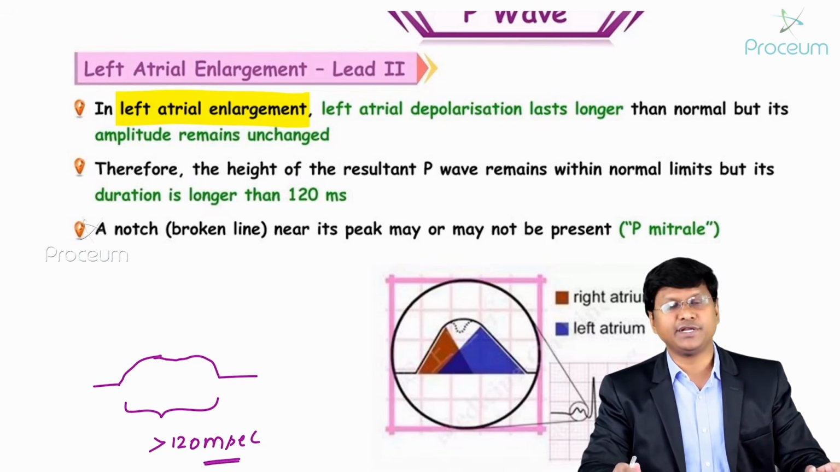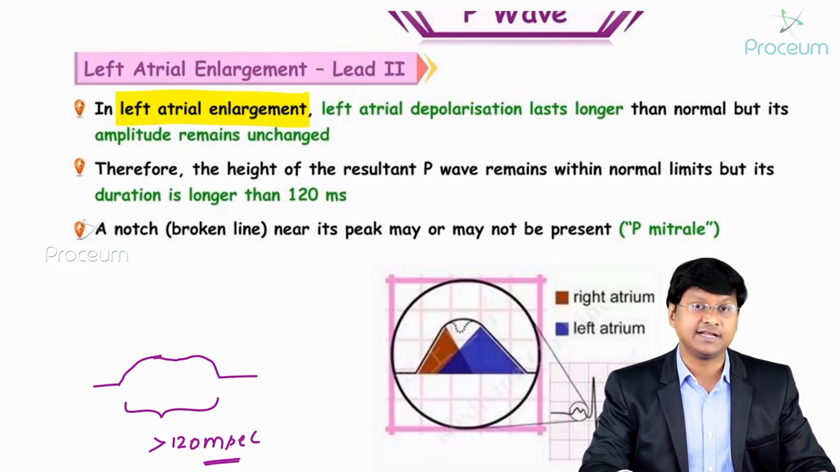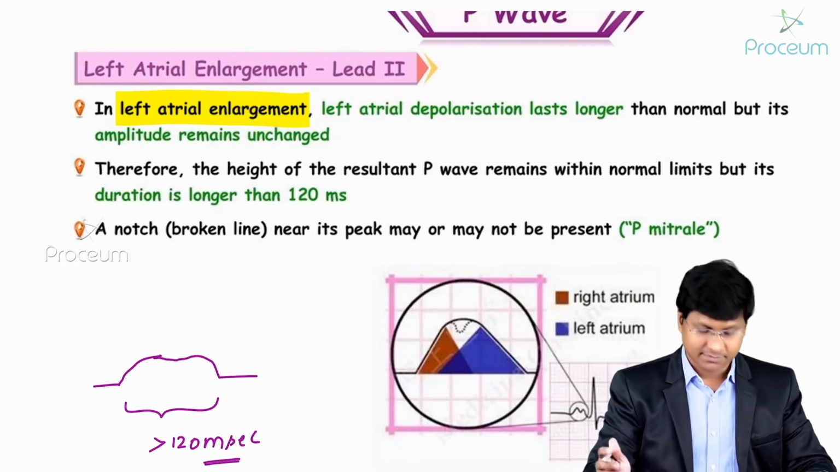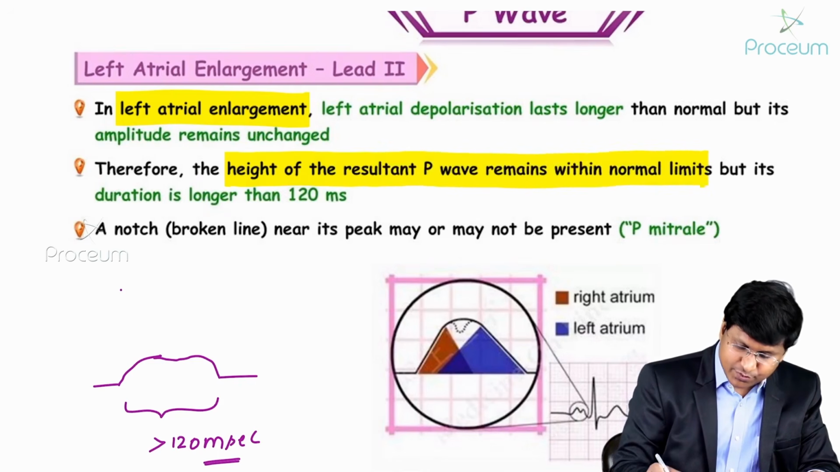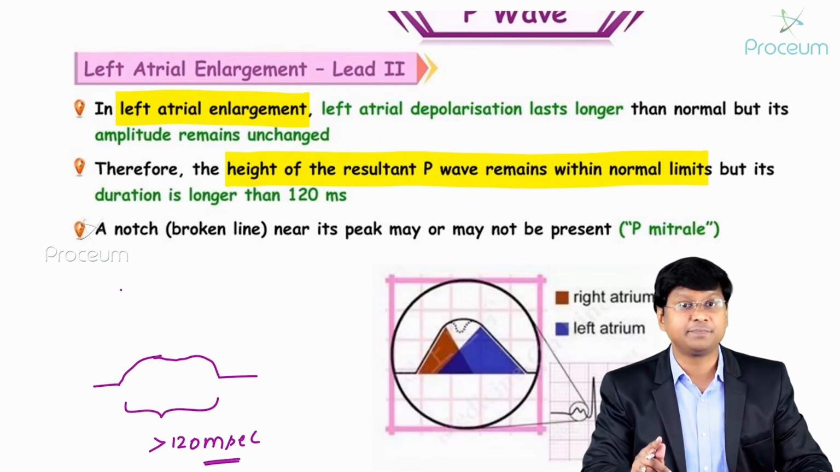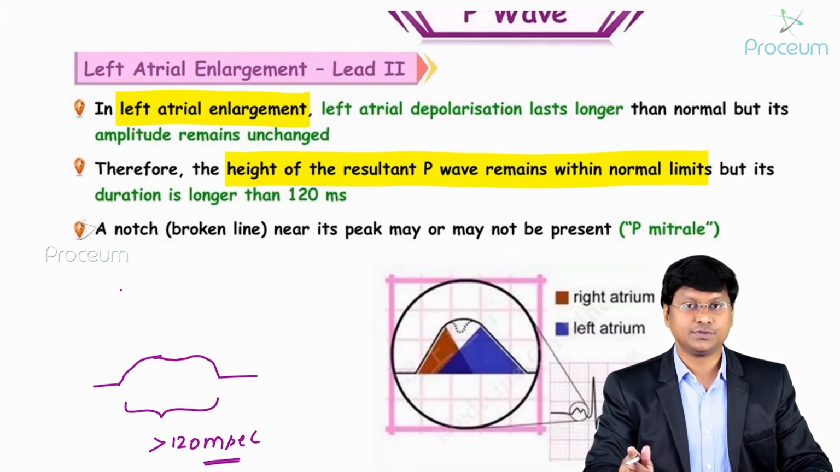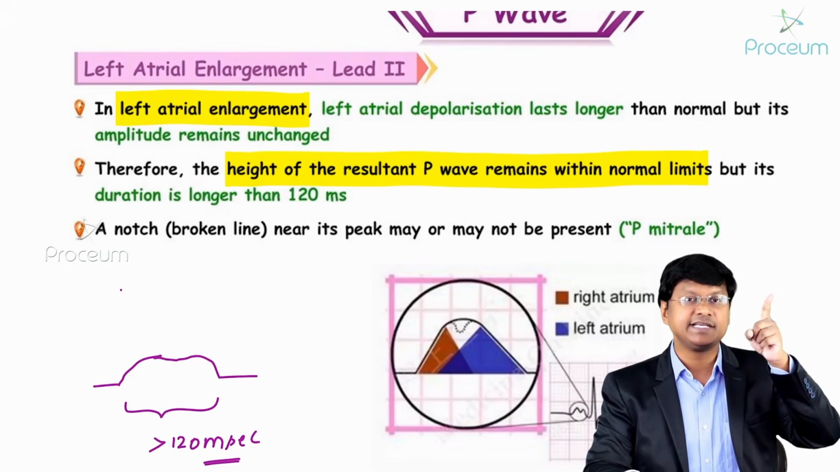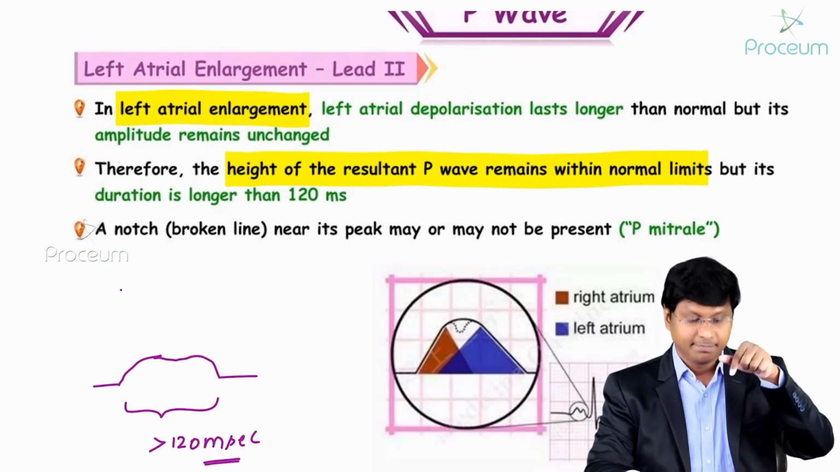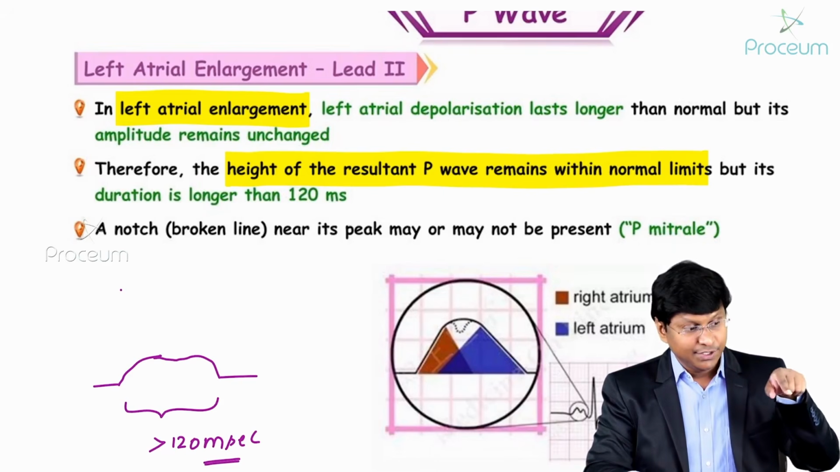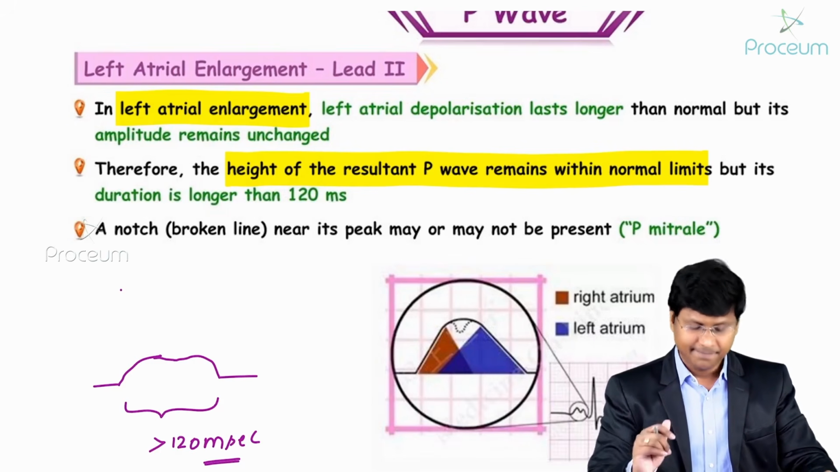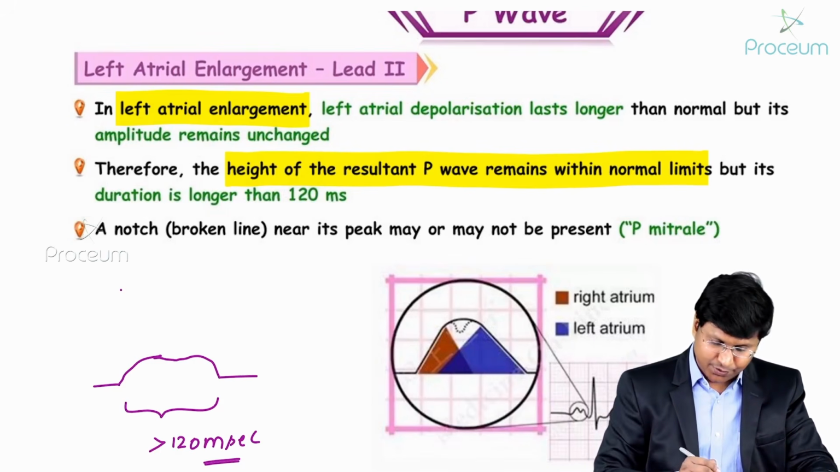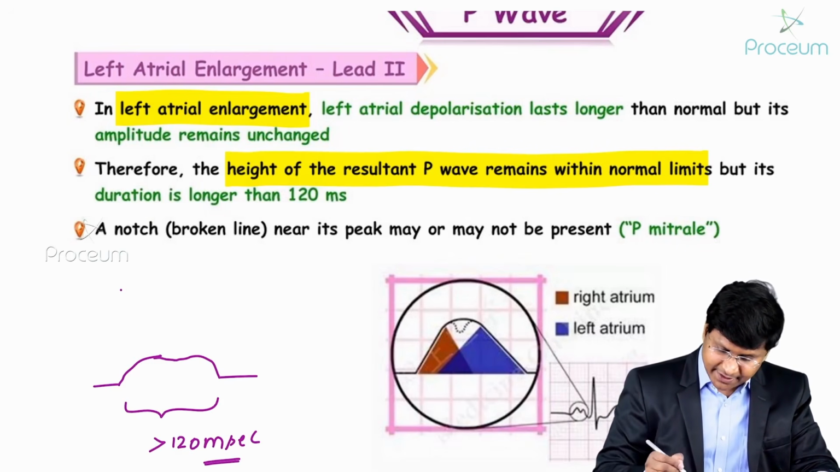One important point you should know is that in left atrial enlargement or P mitral, the amplitude does not change. The height of the P wave remains within normal limits. Whereas in P pulmonale, the height is increased but the duration is normal, but in P mitral, the duration is increased but the amplitude is normal.